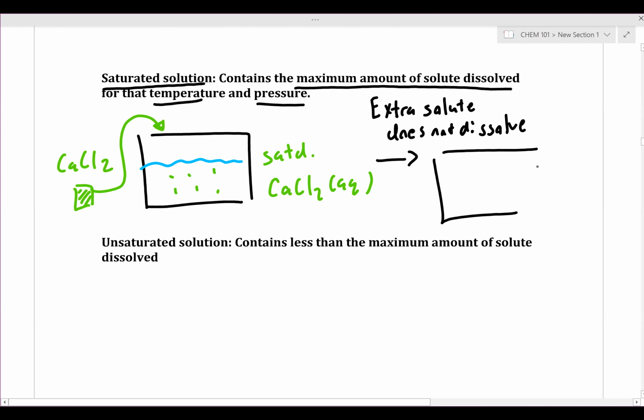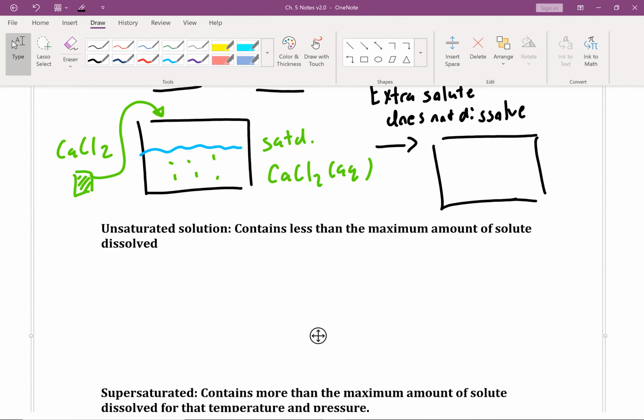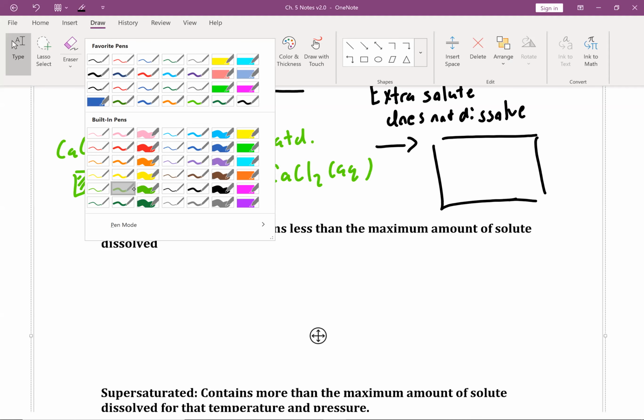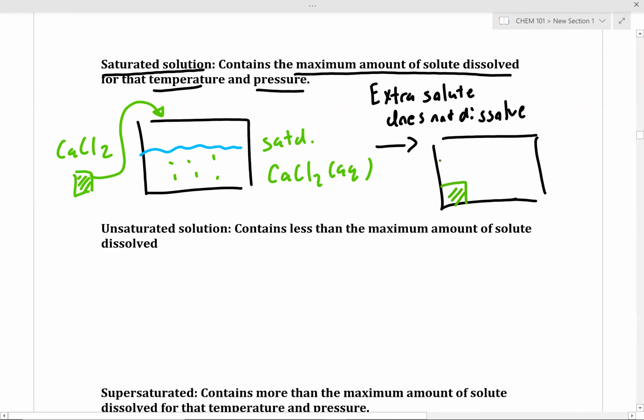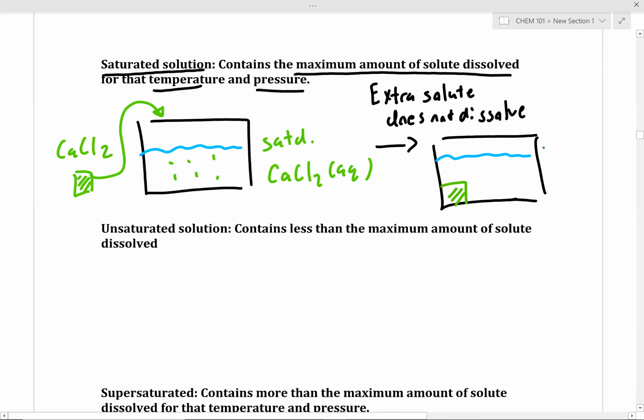So you have your wonderful solution, and sitting at the bottom of your solution, we'd see a giant chunk of solid. So if your solution's saturated, no matter how much solid you add, additional solid will not dissolve for that temperature and pressure. Does that make sense?